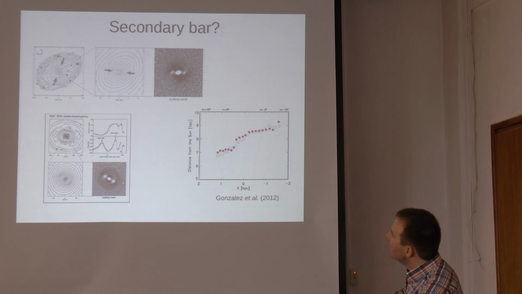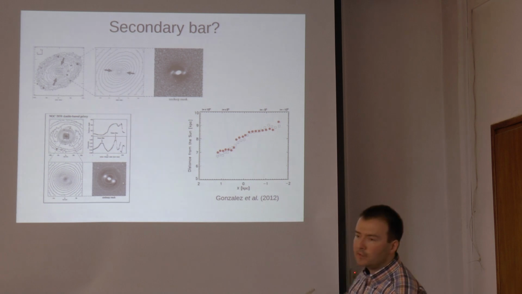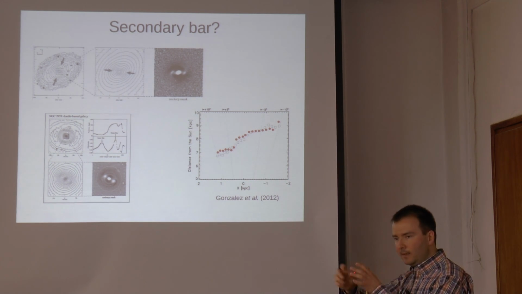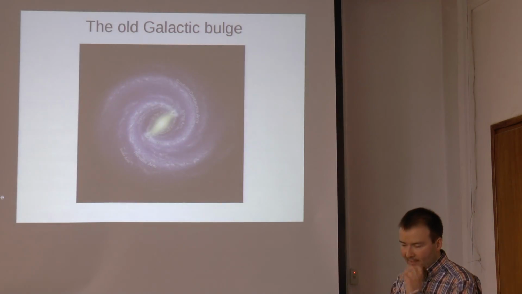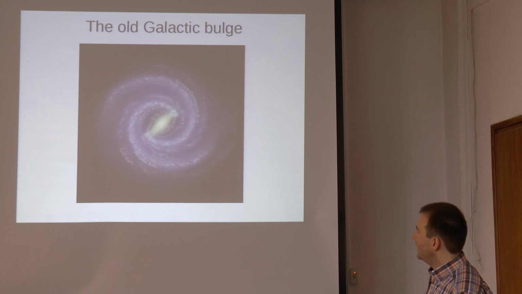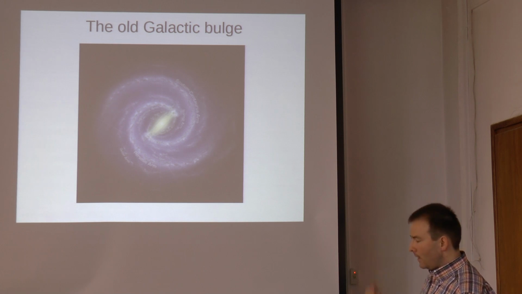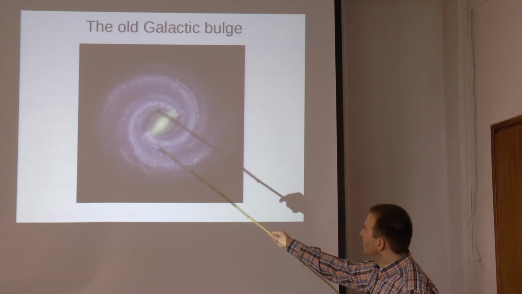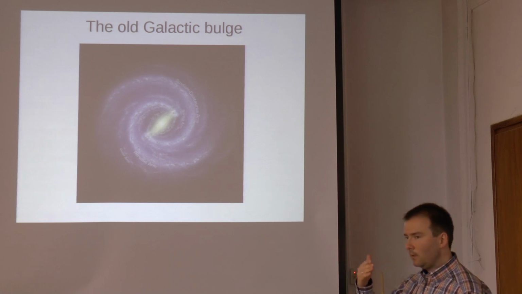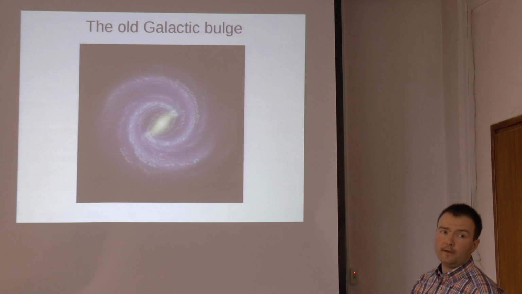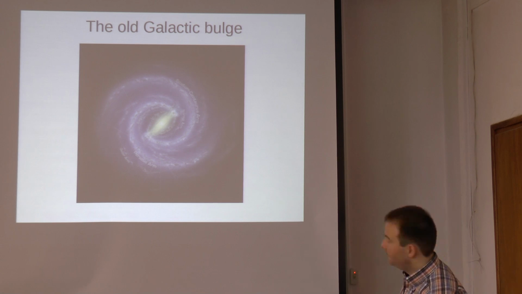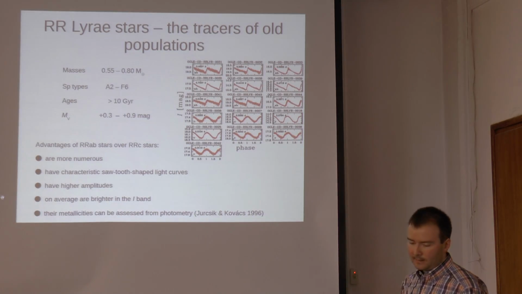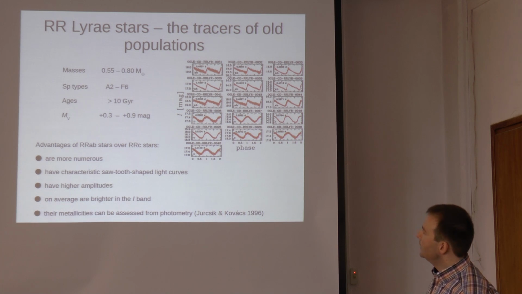Because these things are observed in other galaxies. So these are examples of other galaxies where you can see one bar and another smaller bar inside. And another thing is the galactic halo and old stars. Very, very old stars. I mean, not only stars a few giga-years old, but older stars are present everywhere, and they concentrate toward the center. And these stars are called RR Lyrae stars.